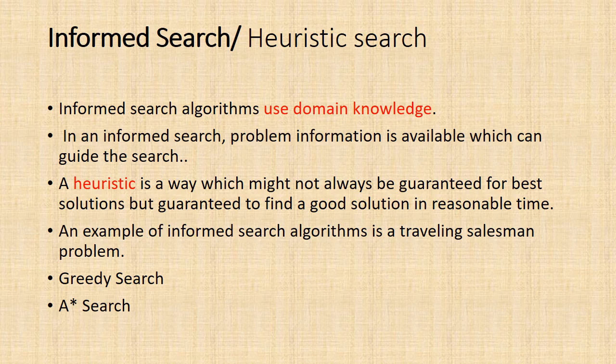A heuristic is a way that might not always be guaranteed to give the best solutions, but is guaranteed to find a good solution in a reasonable time. Examples of informed search algorithms are the traveling salesman problem, greedy search, A* search, etc.